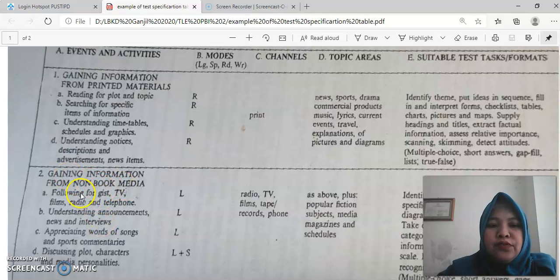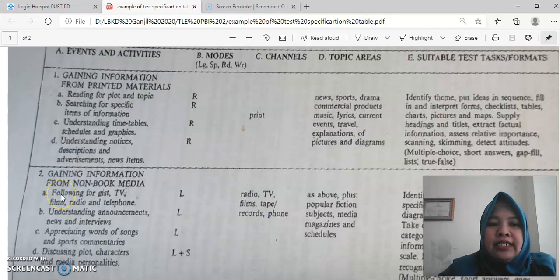Gaining information from non-book media. If for reading you can use printed materials or a printed form of tests, for listening of course you have to use this kind of media, because whenever you test your students to listen, it means they have to listen to recorded materials, right? Recorded materials can come from radio, TV, films, tape, or any kinds of records and phone.